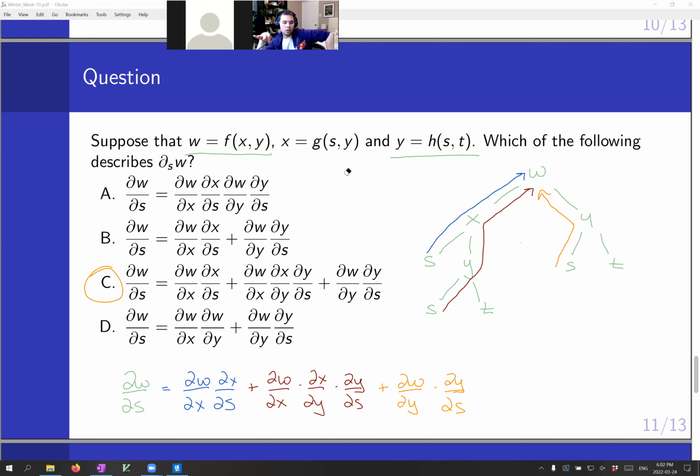I guess B is correct, except it doesn't account for the fact that X has another dependency on S, right? X depends on S in two ways. Let me see if I can do this. So X depends on S in this tree and on this tree, right? There's two dependencies. It can directly depend on S, but it can also depend on S through its Y dependency. And that's why B can't be the correct answer, because we're missing one of the dependencies of X through S, right?